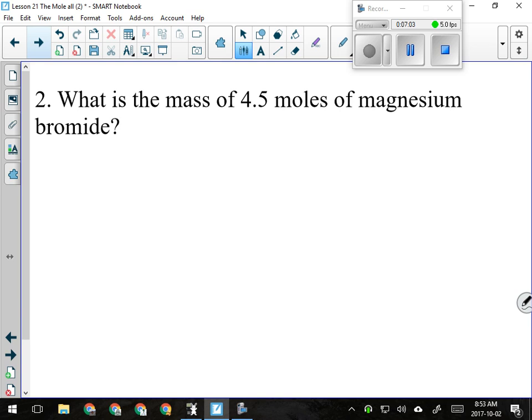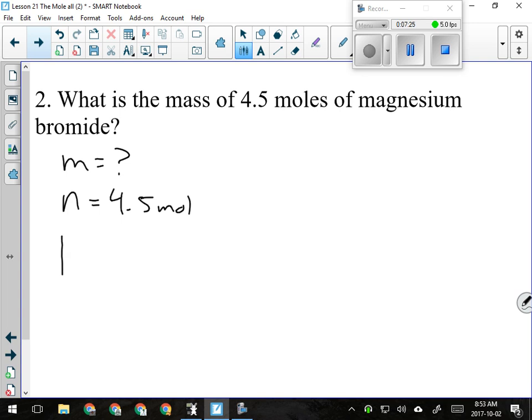All right, so let's start out again, same as we always do. Let's write down our givens. What is the mass? I know that little m is the question mark, of 4.5 moles. What did they just give me there? They gave me n, the number of moles, of magnesium bromide, and this time in words.